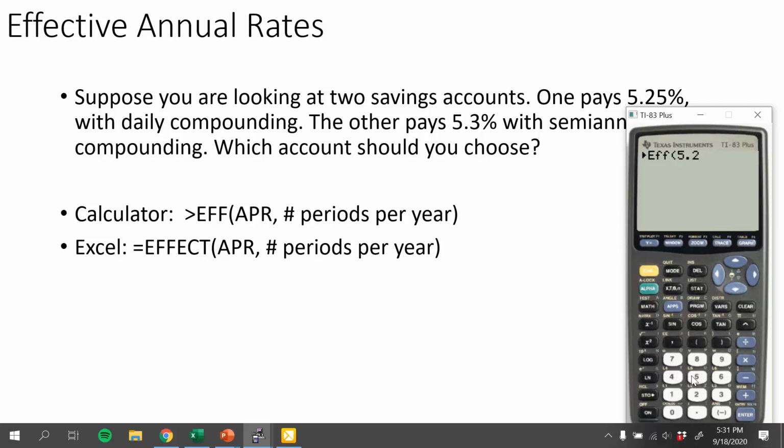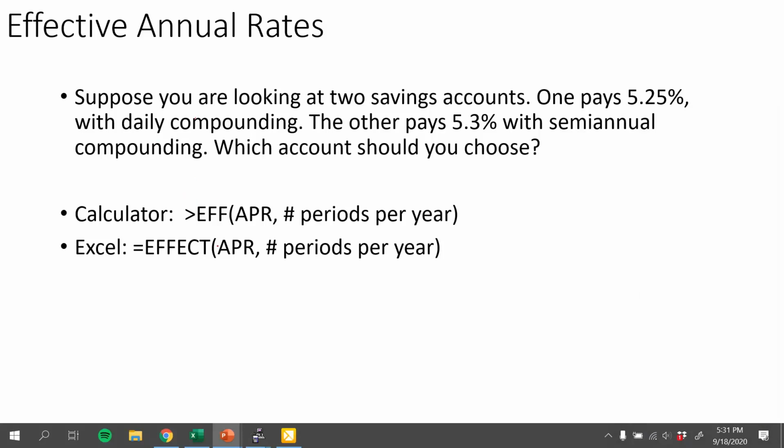So this is going to be 5.25%. My next input is going to be the number of periods per year. So I'll press comma, and then the number of periods per year on this one is 365 because we have daily compounding. We get 365 interest payments within a year. So I'll do 365 as my number of periods per year, close parentheses, press enter, and I get 5.39%. That's going to be my effective annual rate for my first account. So I'll go ahead and write that down here. Account number 1, we have 5.39% is our EAR.